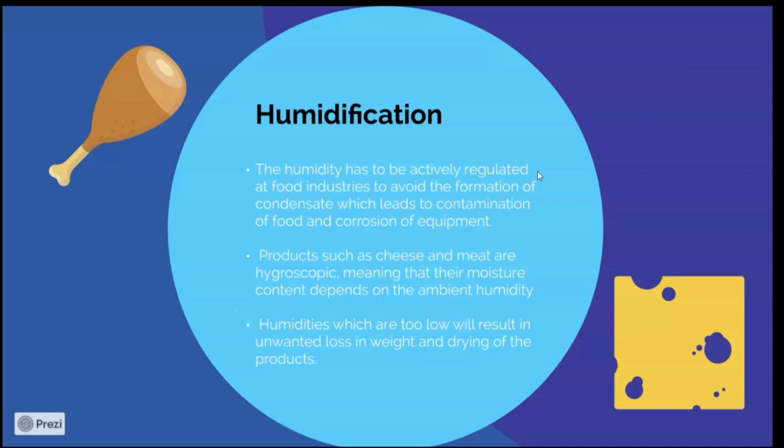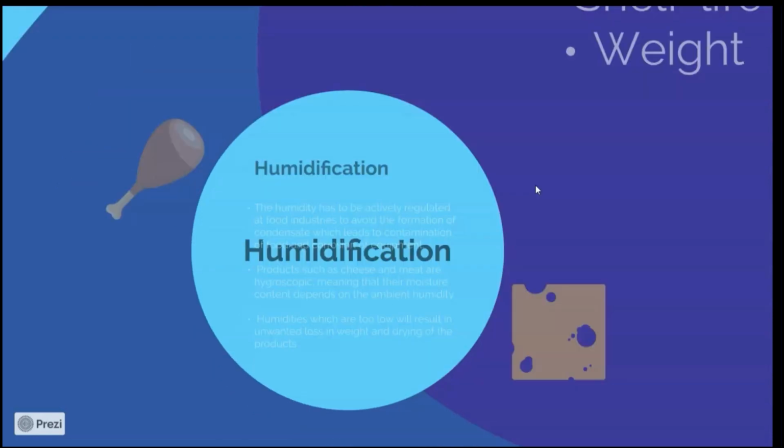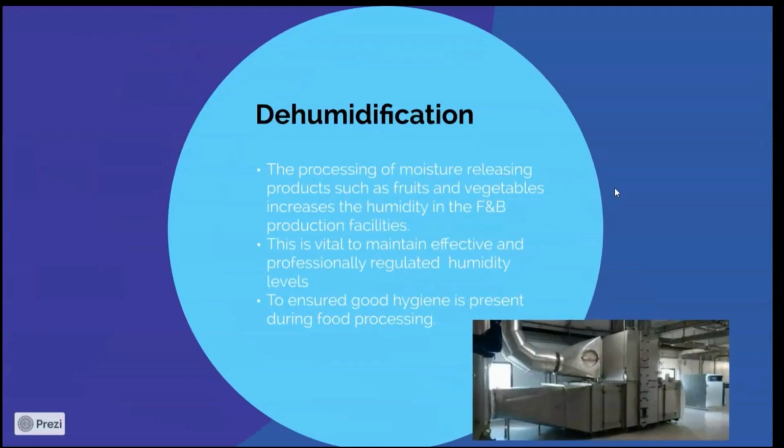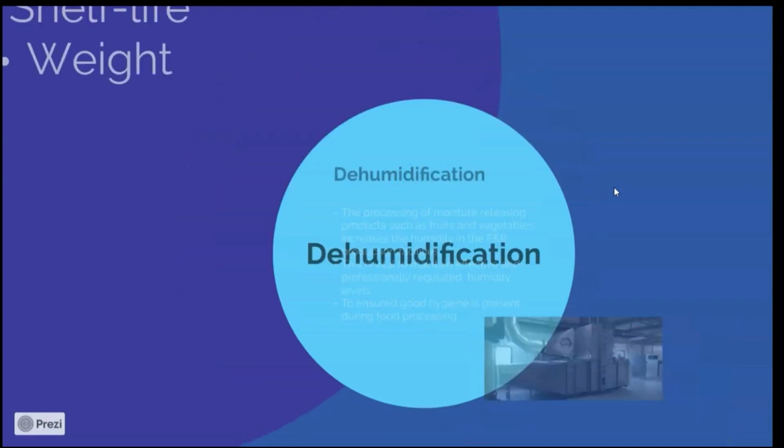Products such as cheese and meat are hygroscopic, meaning that their moisture content depends on the ambient humidity. Humidities which are too low will result in an unwanted loss in weight and drying of the products. At the same time, dehumidification is also very important. The processing of moisture-releasing products such as fruit and vegetables increases the humidity in the F&B production facilities. Thus, dehumidification is vital to maintain effective and professionally regulated humidity levels in these facilities to ensure good hygiene is present during food processing.